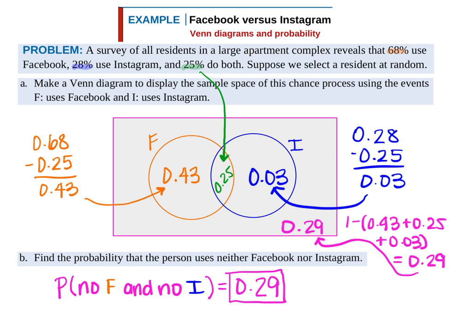3% only use Instagram. And now we have to figure out what goes in the rest of that sample space, which, spoiler alert, gives us the answer to part B. So if I add up 43, 25, and 3, that doesn't equal 100%. So it's the complement of Facebook and Instagram. That's going to be 29% of the residents don't use Facebook or Instagram, and definitely not both. So the probability of no Facebook and no Instagram is 0.29.